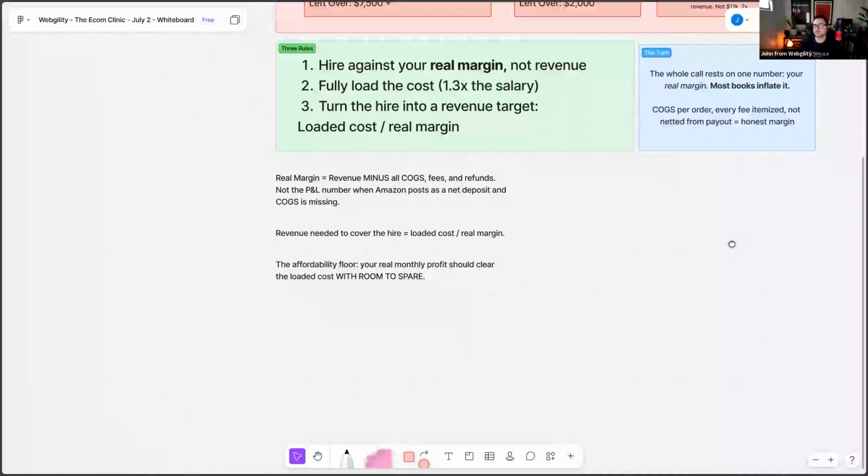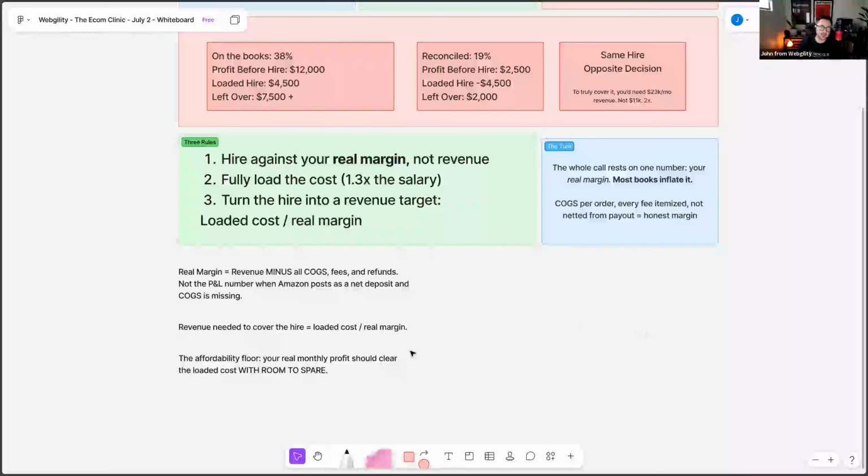The last thing I'll mention here on the whiteboard is a cash rule that's worth repeating. A common guideline is to hold enough cash to cover the loaded cost plus about 20% for a full year before you commit. That's ultra conservative, making sure you're very safe, as much as you can hedge your bets, I guess.